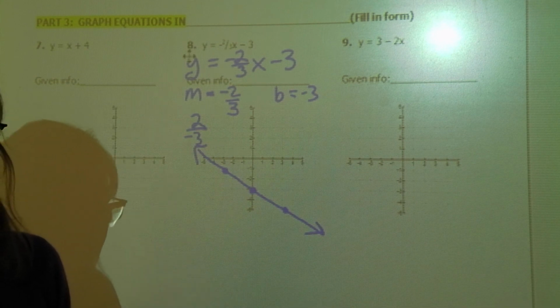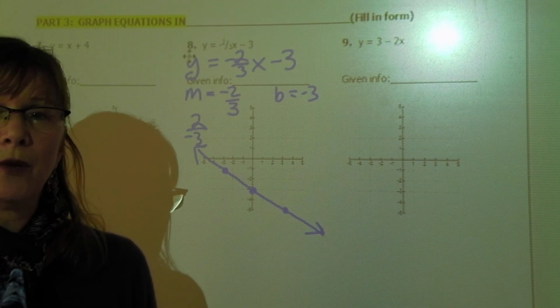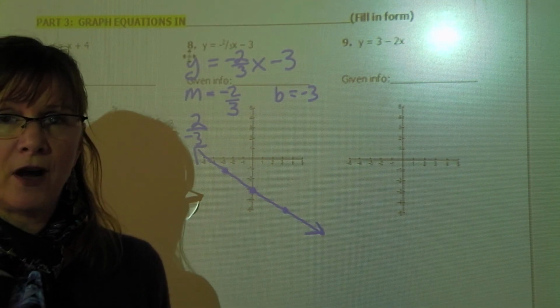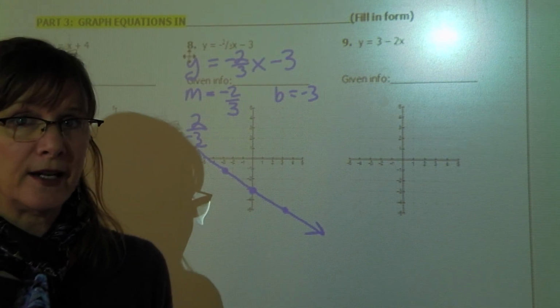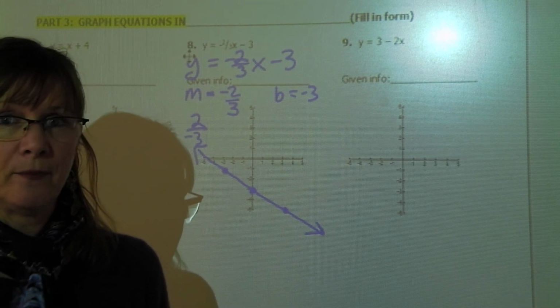Okay, we're going to try some problems like this tomorrow in class, and we're going to review all the different types of graphs that we've covered. So we're going to graph one variable form, we're going to graph lines in standard form, and in slope-intercept form. Okay?